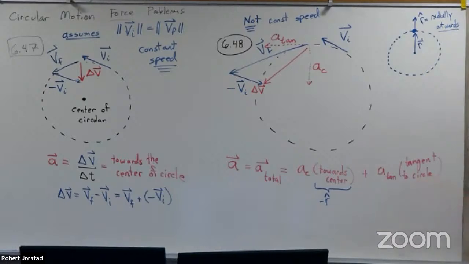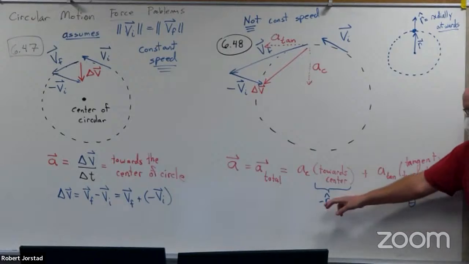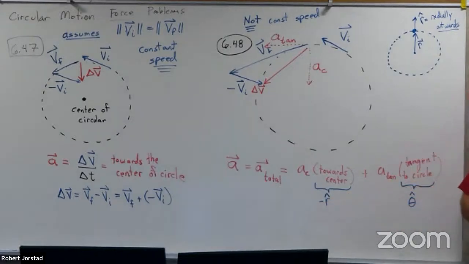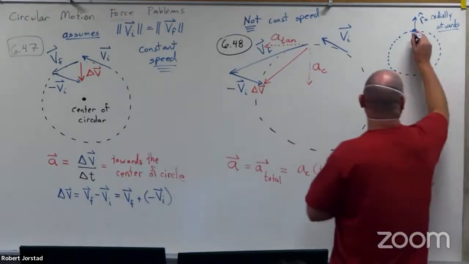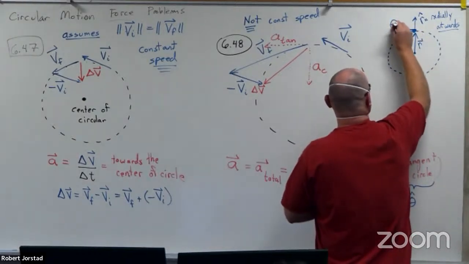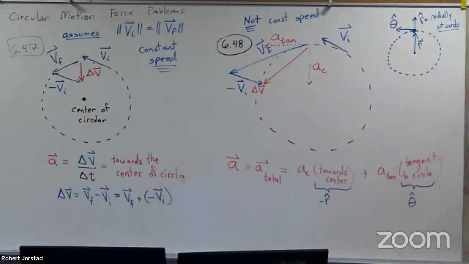Tangent to the circle. Does anybody have any guesses what they use for that? Think back to coordinate systems in your math class. When you go to polar coordinates, we use R and theta hat. Yeah. So R hat means radially outwards, so negative R hat means radially inwards. Theta hat means tangent to the circle, so in this case, that direction would be theta hat. Got it?